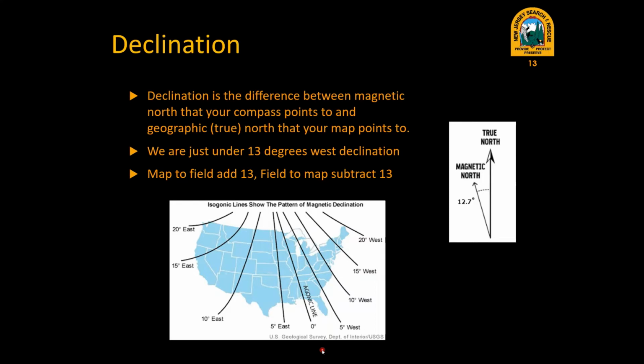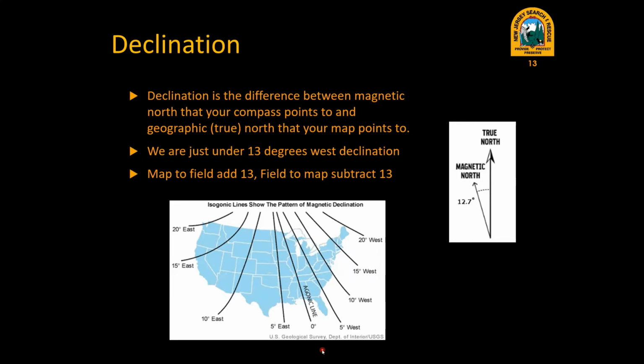If you don't have a compass that you can adjust declination on, then in your head, you need to be computing declination. So if you're going map to field, you would need to add 13 degrees. If you're going field to map, you would need to subtract 13 degrees.